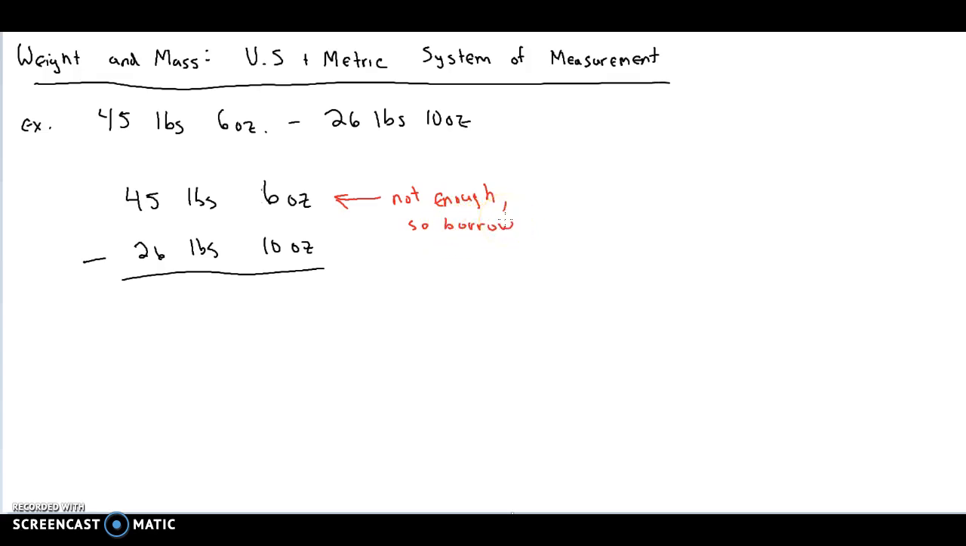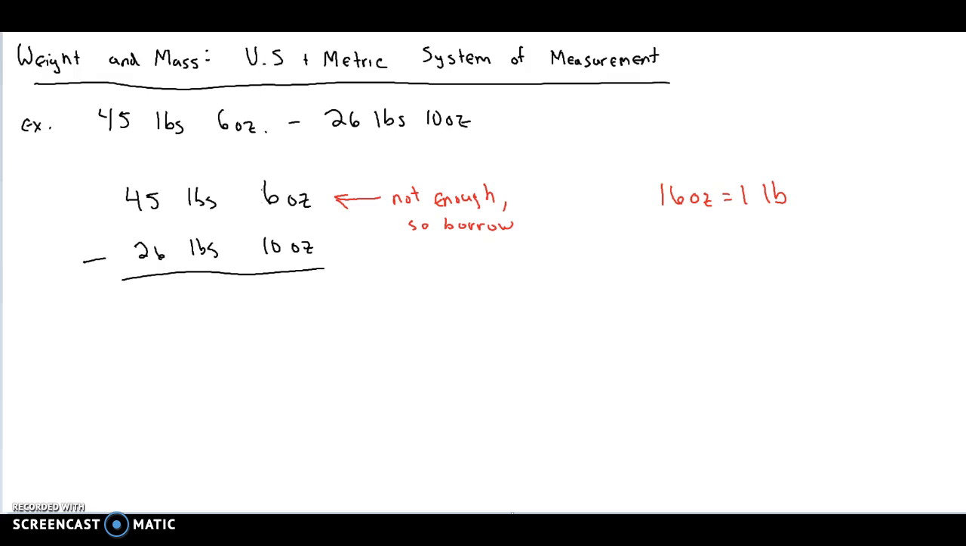Now what do we mean by borrowing? Well, we're going to take 1 pound away from the 45. We're going to take a pound away from the pounds and give it to the ounces. Now in order to do that, you're thinking, how do we do that? If you keep in mind, and I'll write off to the side, that 16 ounces equals 1 pound. So we're taking 1 pound away from the 45 pounds, and we're going to add a pound to the 6 ounces.